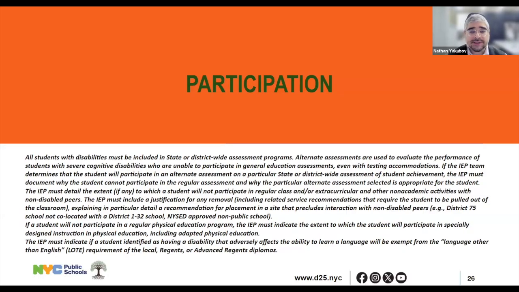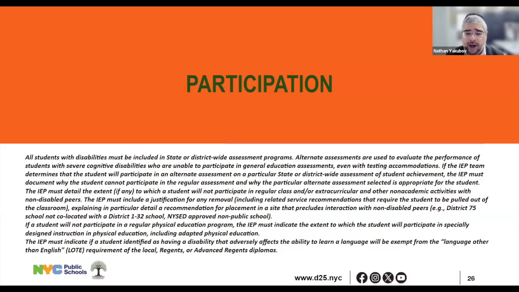What is it, and specifically why is that? Okay, what are we seeing that we decided to make this decision for that? Also, the IEP has to detail the extent, if any, to which a student will not participate in regular class and/or extracurricular and other non-academic activities with non-disabled peers. And we have to justify why that would be. So, for example, if the student is being pulled out of class for services, if the student is being put in a special class where all the students are students with disabilities, all of that needs to be documented in the section of the IEP and justified.